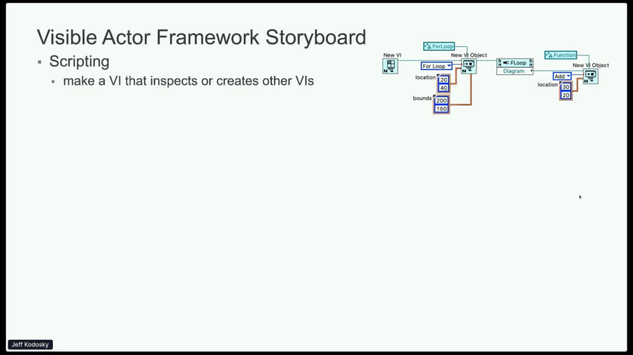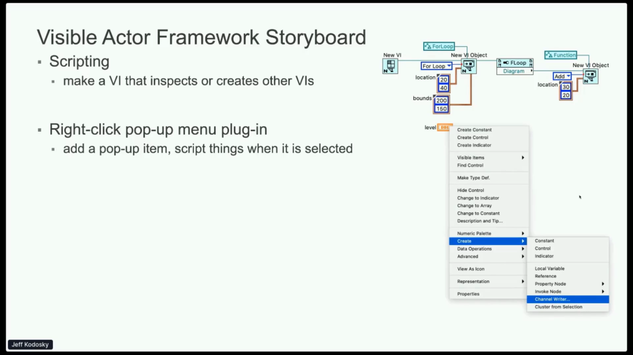Another feature in LabVIEW is the right-click pop-up menu plugin. This feature extends the editor by making it possible to add an item to a pop-up menu. You can specify which objects get the menu item, and you can use scripting to edit the diagram when the item is selected. I should point out that channels are implemented using scripting and the right-click pop-up menu extensions. This makes it very efficient to iteratively develop and experiment with new channels.